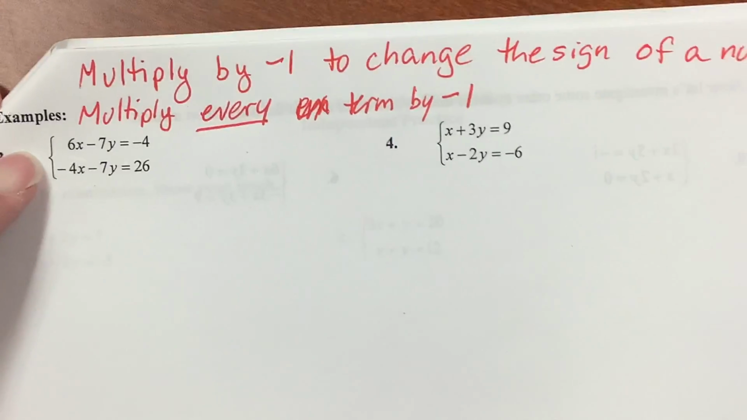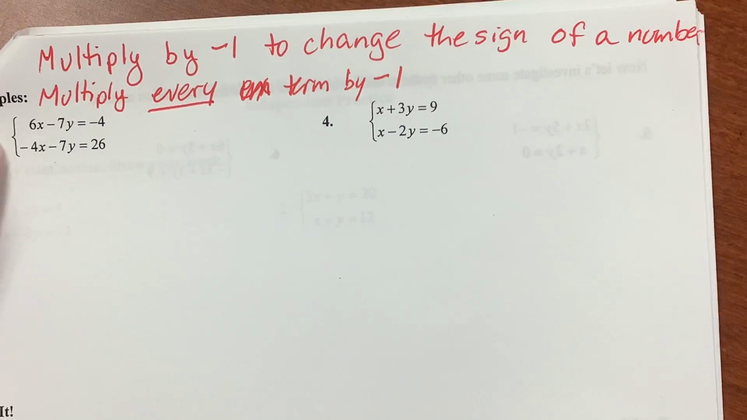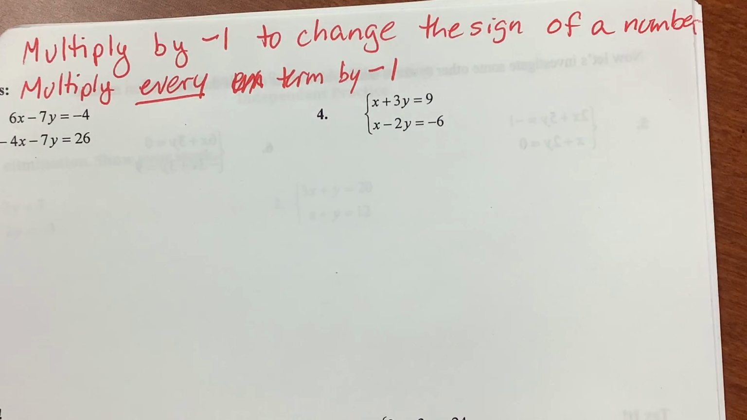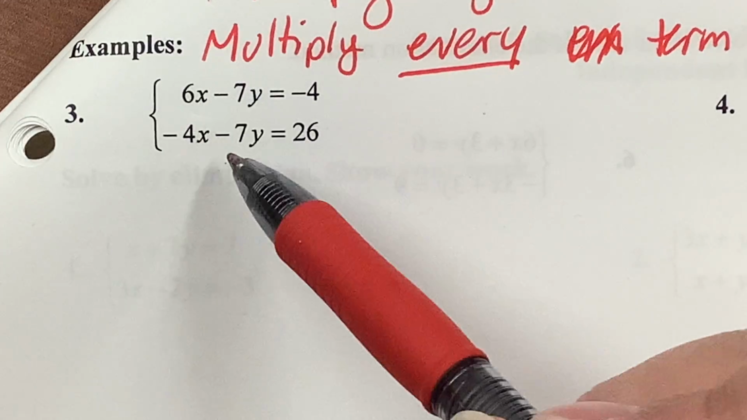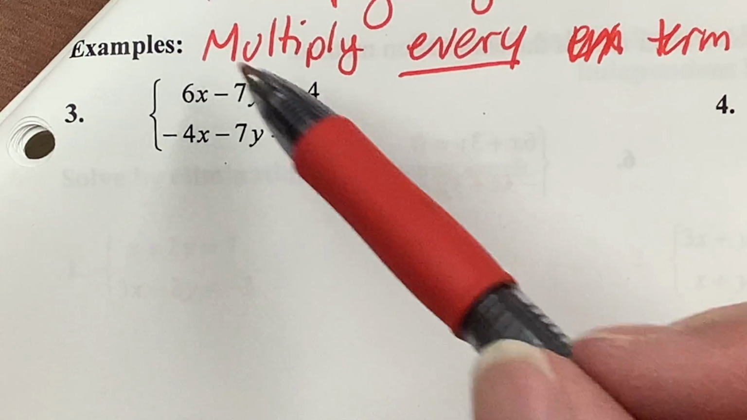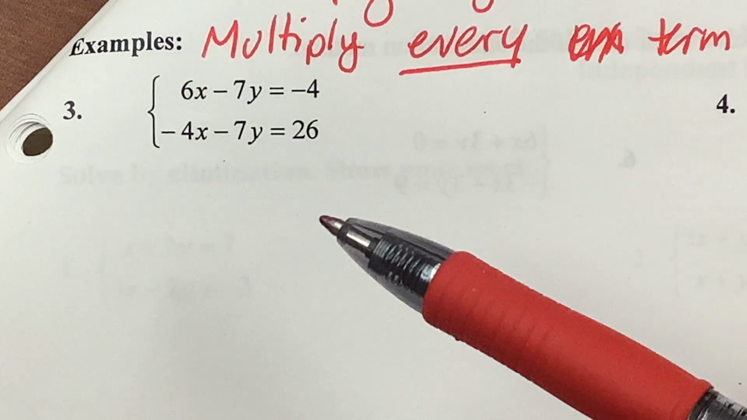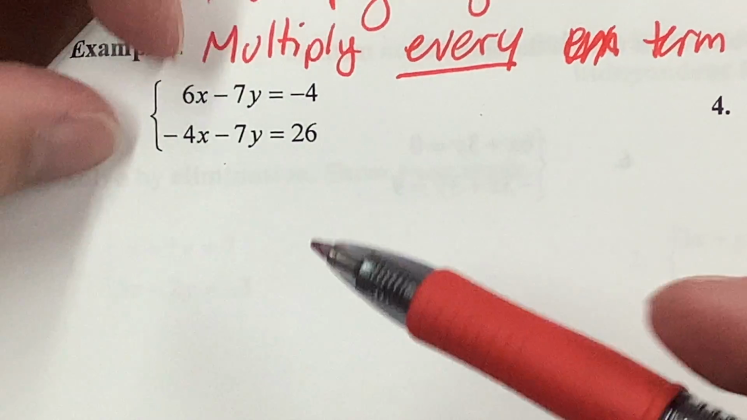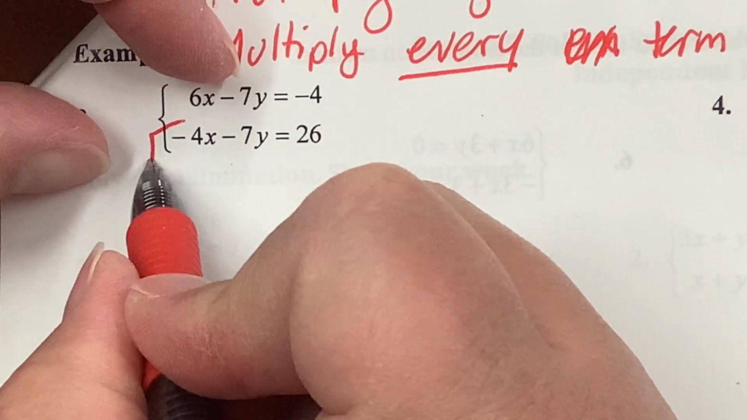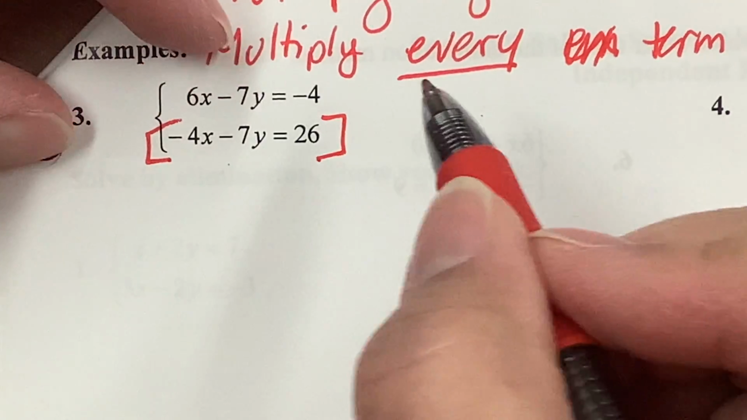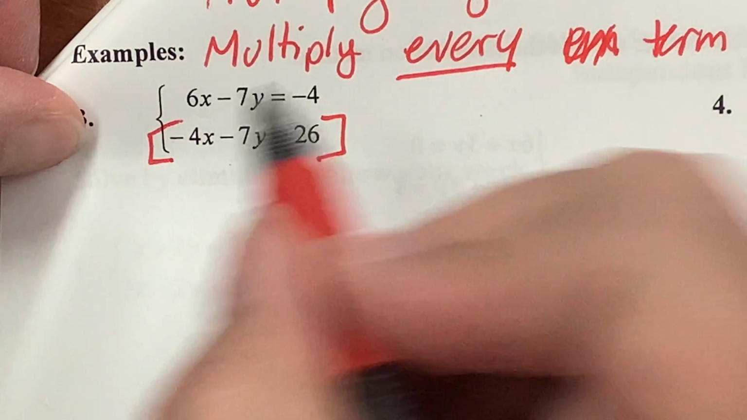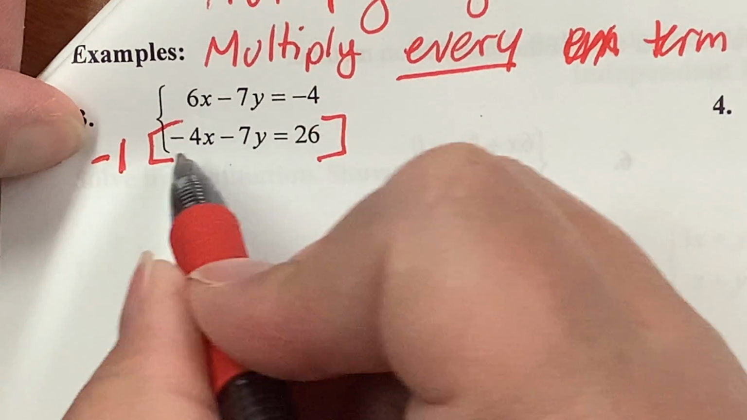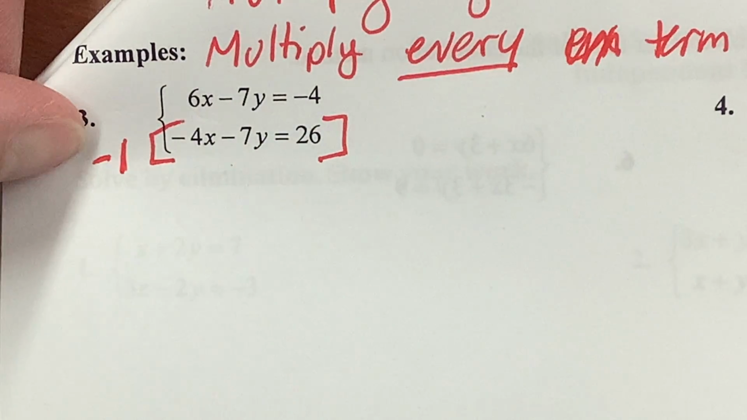All right, so to multiply by -1 to change the sign of a number, but you have to multiply every term by -1. So why would I want to do that? Well, let's look at this first one. It has -7y and -7y. I'd like to combine those two to eliminate the y, but I can't because they're both negative, and it would be -14y. But if I go back and I multiply the second one of these equations by -1, I would change all the signs, and then I could combine them.